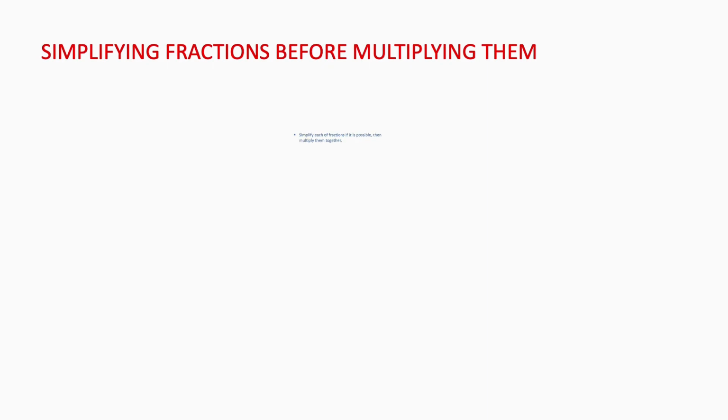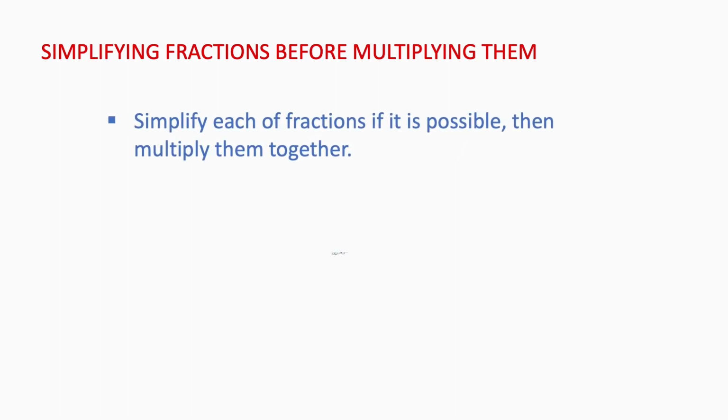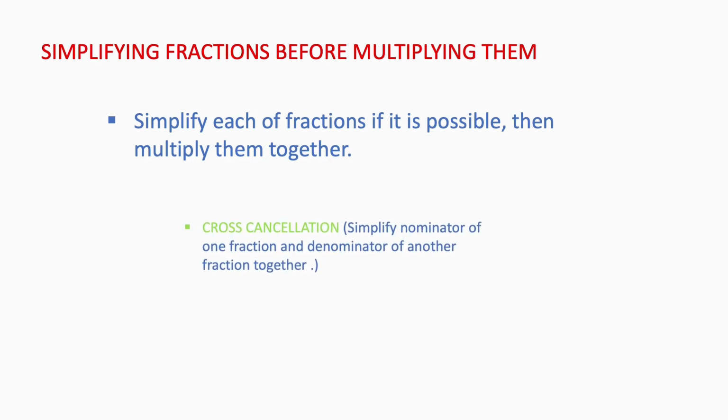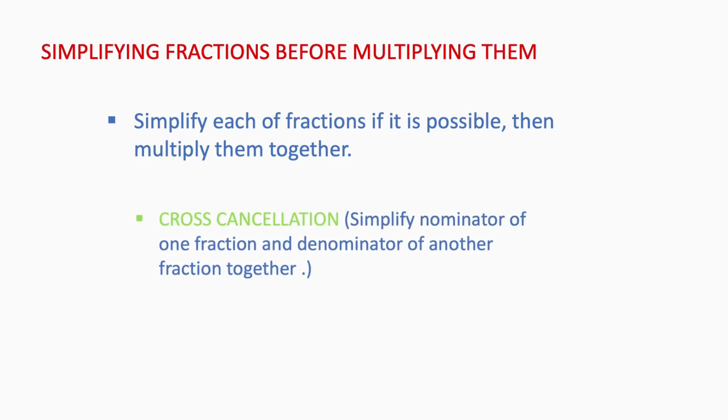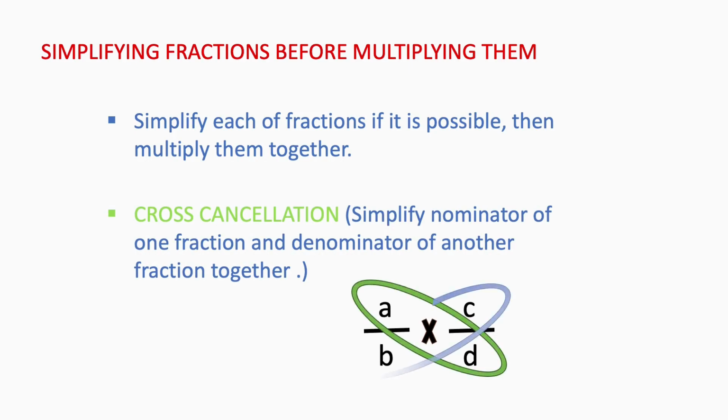Now I want to tell you that we could simplify the fractions in 2 other ways before multiplying. One is simplifying each fraction if possible, then multiplying together, and then simplifying the final answer if possible. Another thing that we can do is cross cancellation. It basically means simplifying the numerator of one fraction and the denominator of another fraction together if they have a GCF.